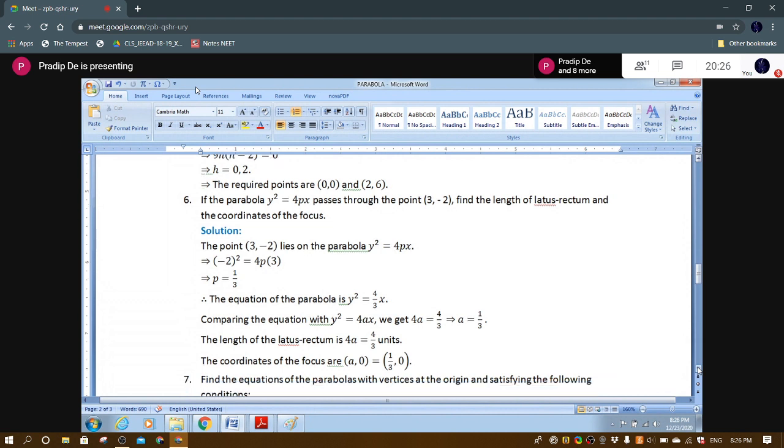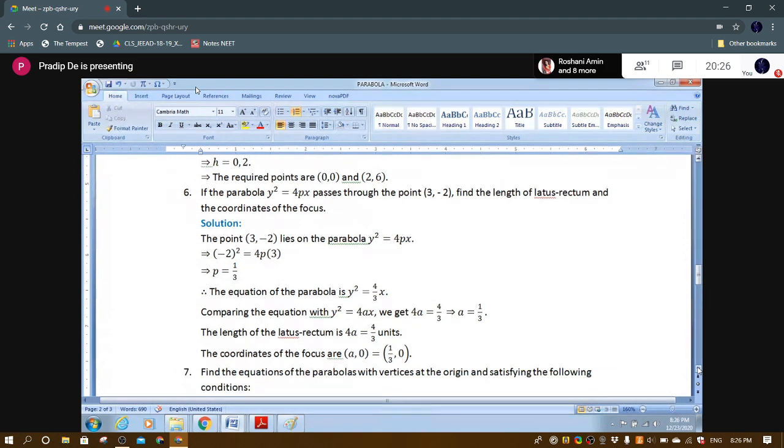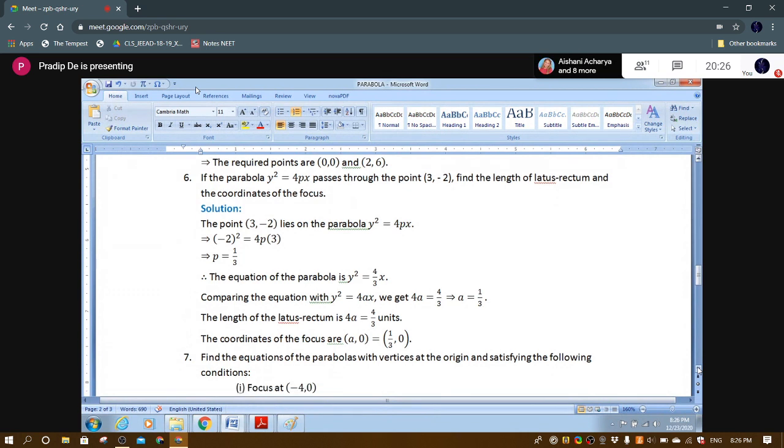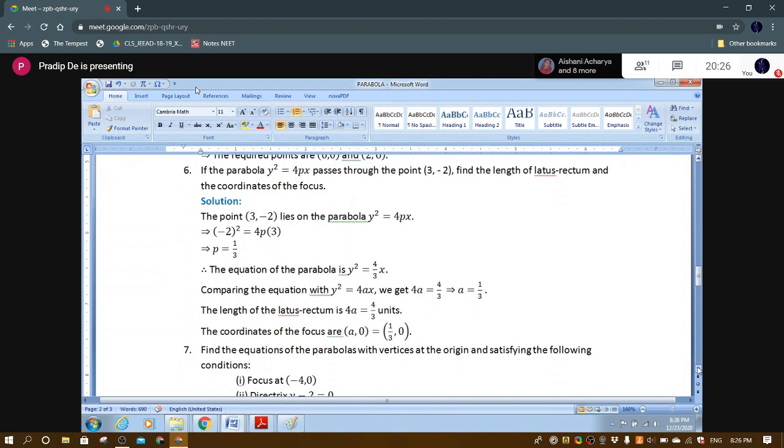All right, next one. Find the equations of the parabolas with vertices at the origin and satisfying the following conditions. Vertex always at the origin. First condition, focus is at minus 4, 0.